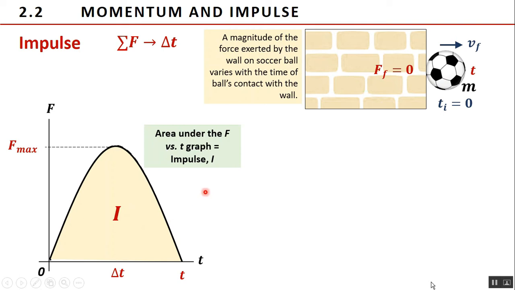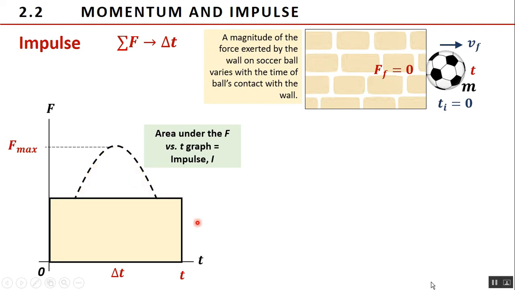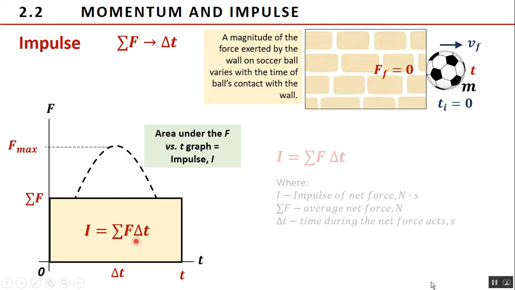Since the force varies with time, we can estimate the average net force acting on the ball by transforming the area under the curve into a rectangle, whose height is equal to the average net force and its base is the time of collision, delta t. So the impulse is the product of the net force and the time, delta t, in which the net force acts on the body. The SI unit of impulse is newton second, as long as the net force is in newtons and time is in seconds. Remember, the direction of impulse is the same as the direction of the net force acting on the object.